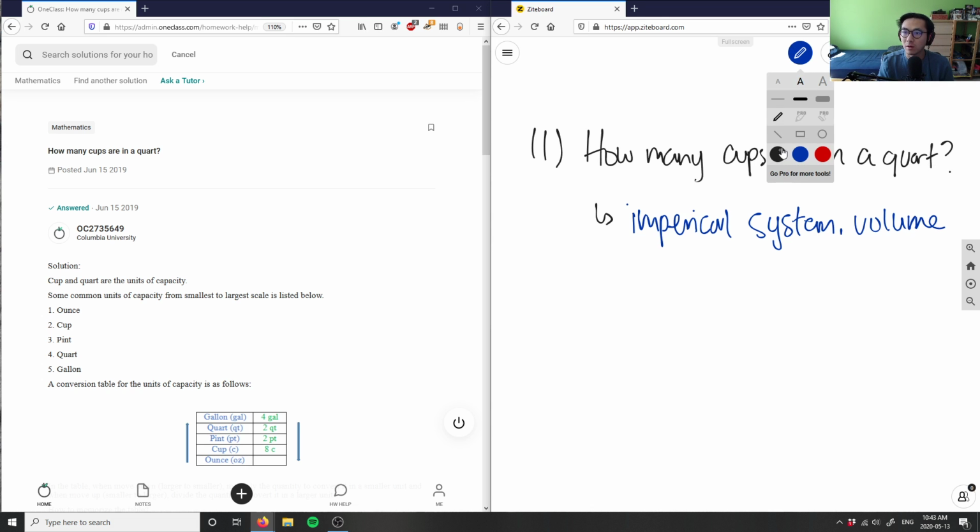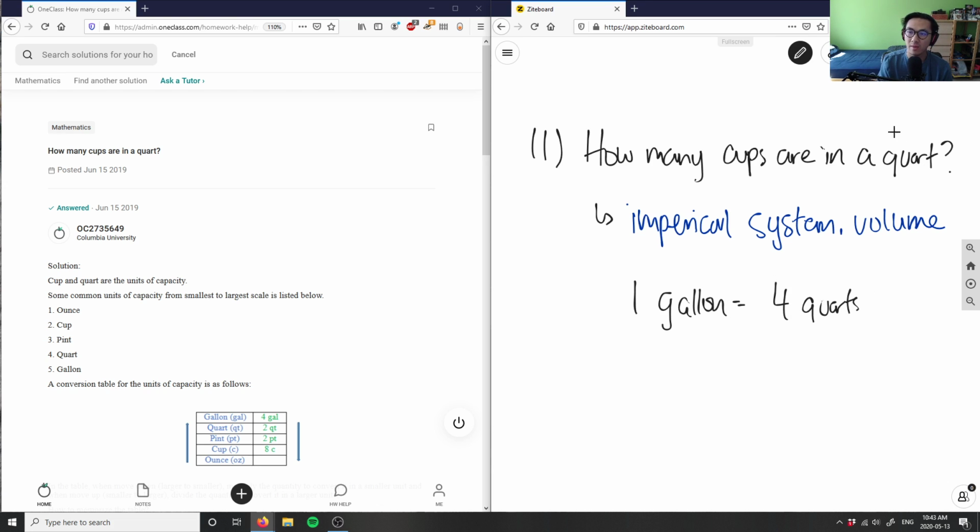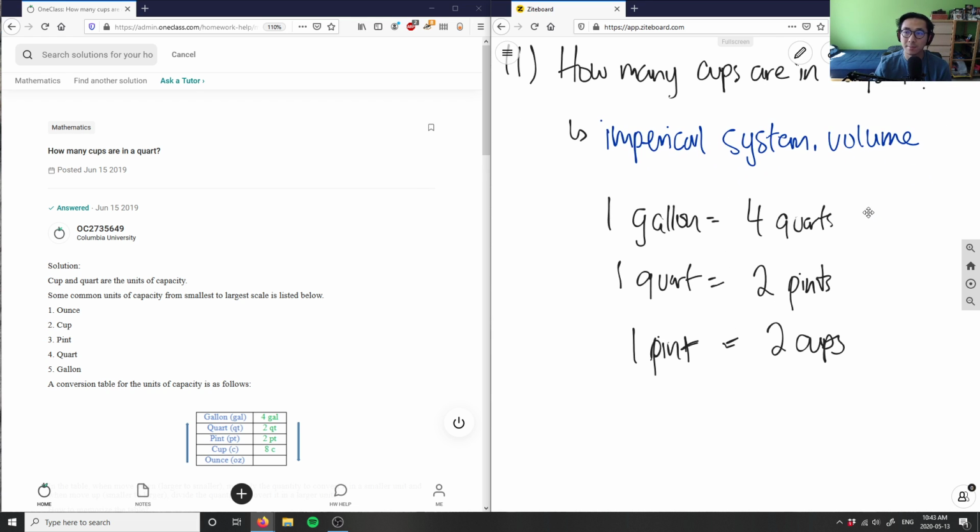Okay, so again, we know our conversion factors already. Well, 1 gallon here equals 4 quarts, and here we care about quarts and we care about cups, right? So we have to actually write the other conversions as well. And I know 1 quart equals 2, sorry, this is 2 pints, not 2 cups. So that 1 pint equals 2 cups.